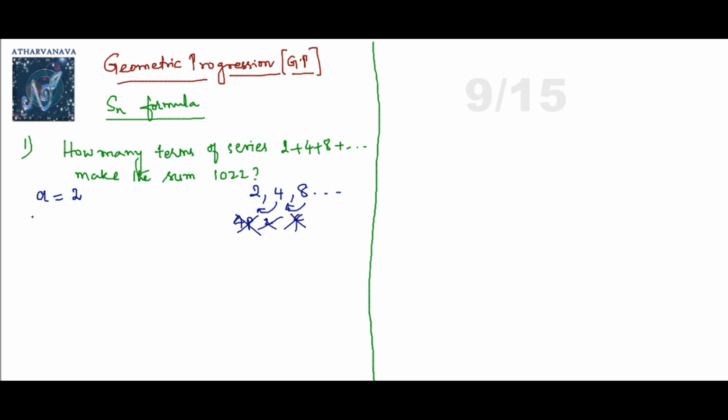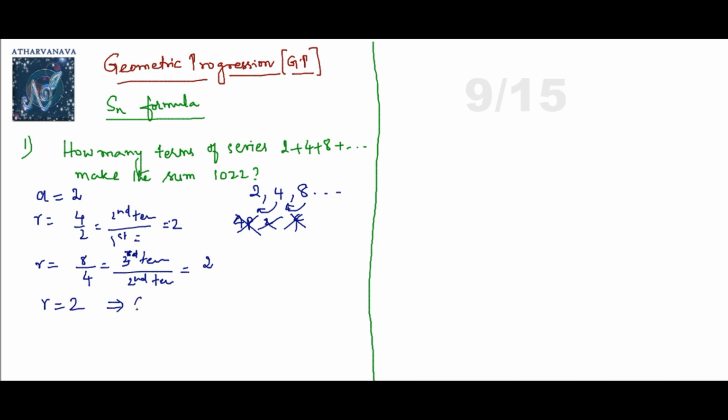That's because the R value, if you check, 4 by 2, second term by first term, is 2. One more time I am checking the R value, 8 by 4, third term by second term, which will be again 2. See? So the ratio is 2. So it implies it is GP.